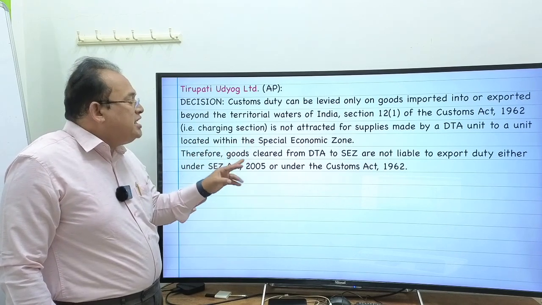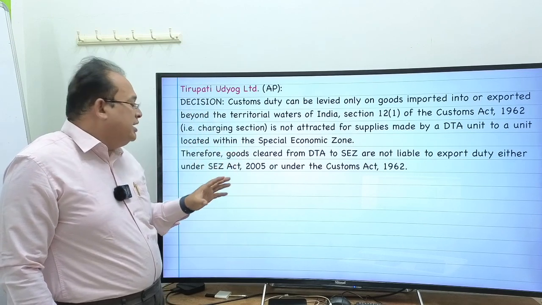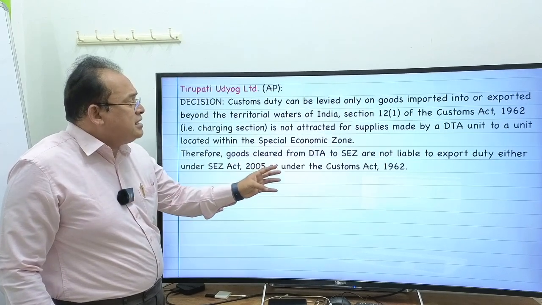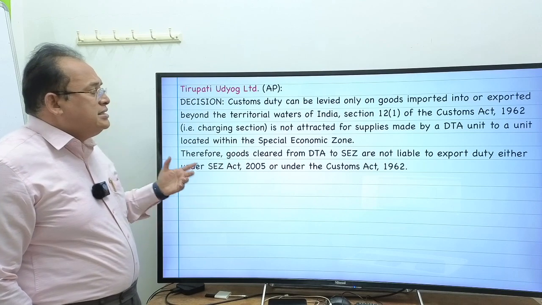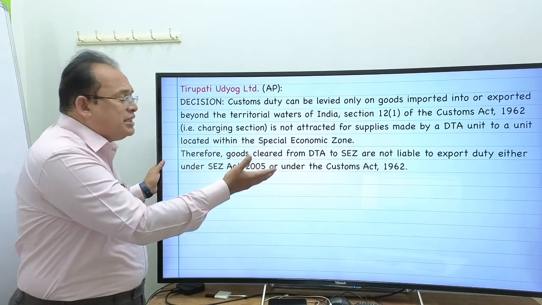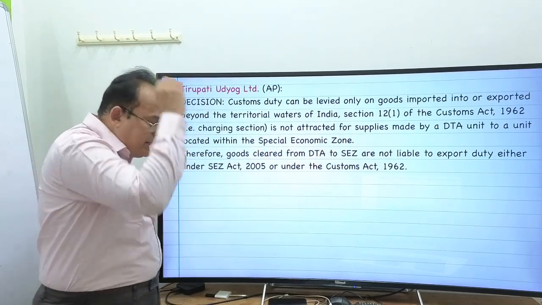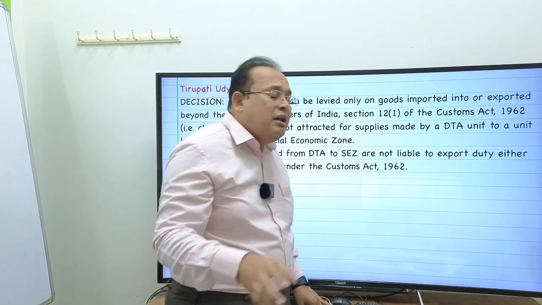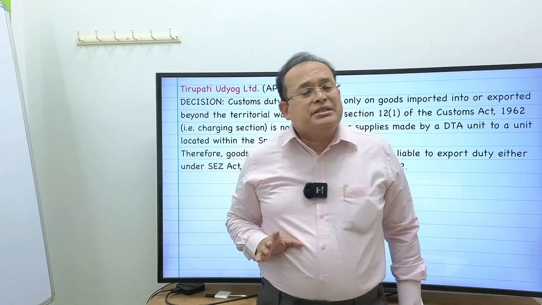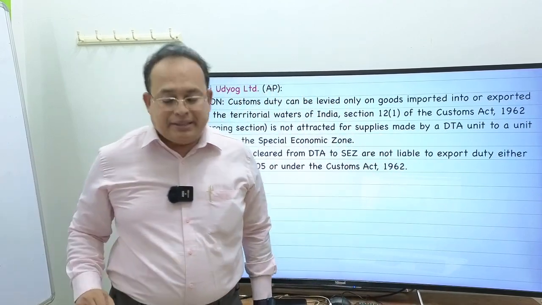Therefore, goods cleared from DTA to SEZ are not liable to export duty either under the SEZ Act or under the Customs Act. Neither Act's levy of duty will attract. That means there won't be any duty of customs under customs law, and there won't be any duty under the SEZ Act, in the case where goods have been supplied to a special economic zone unit.